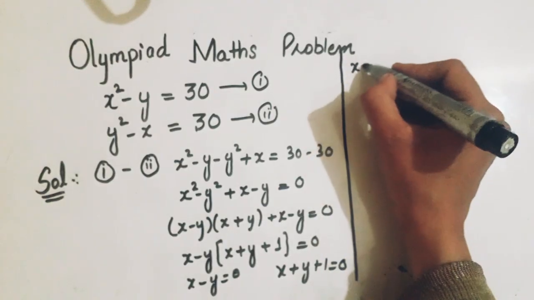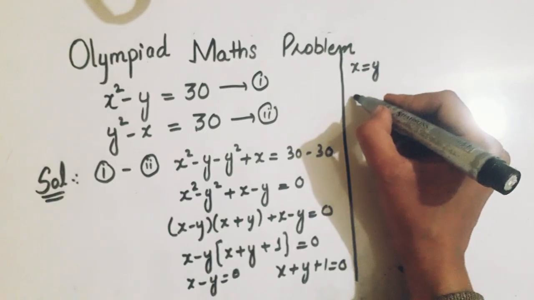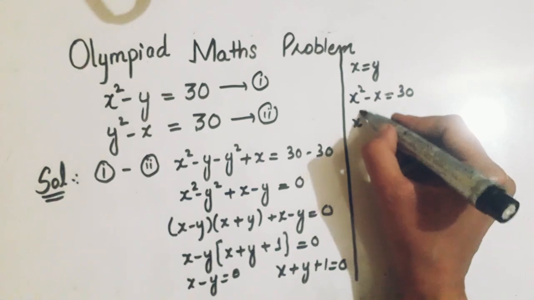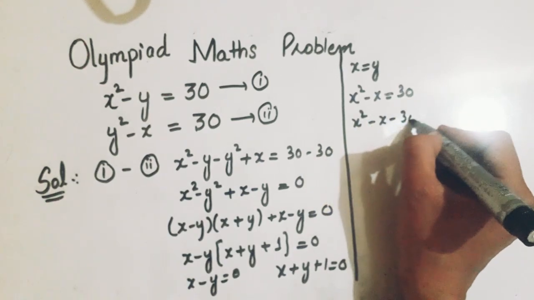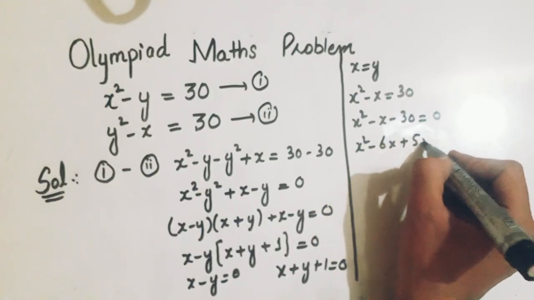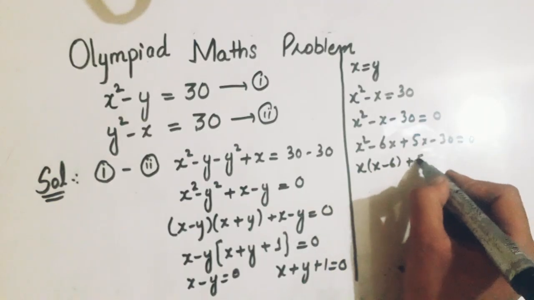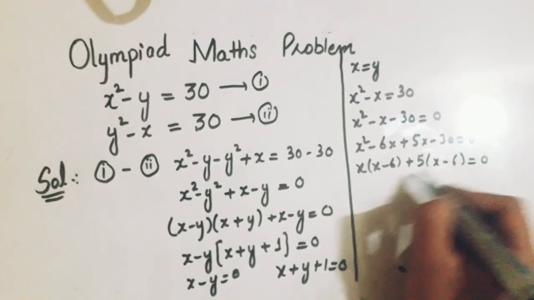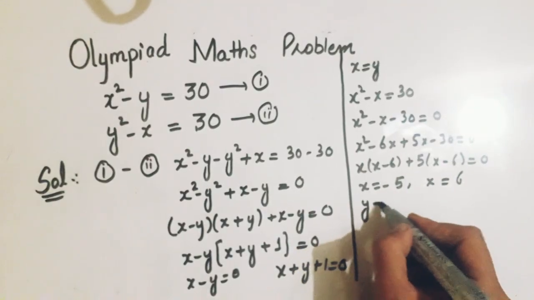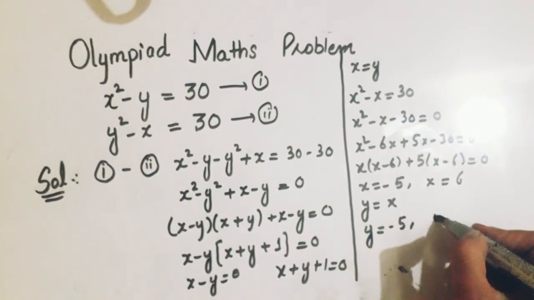We get x minus y equals 0 and x plus y plus 1 equals 0. Now we get x equals y. When x equals y, put this in equation 1. So x square minus x equals 30. x square minus x minus 30 equals 0. Make the factors of 30: x square minus 6x plus 5x minus 30 equals 0. Take x as common: (x minus 6)(x plus 5) equals 0. So x equals minus 5 and x equals 6. y is also the same as x, so y equals minus 5 and y equals 6.